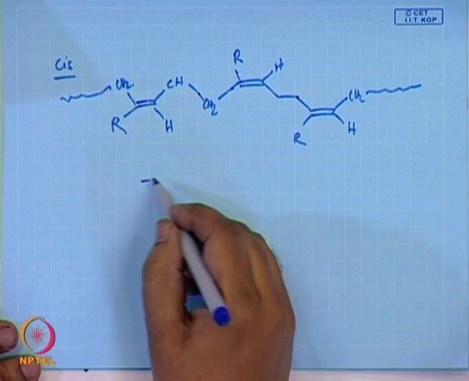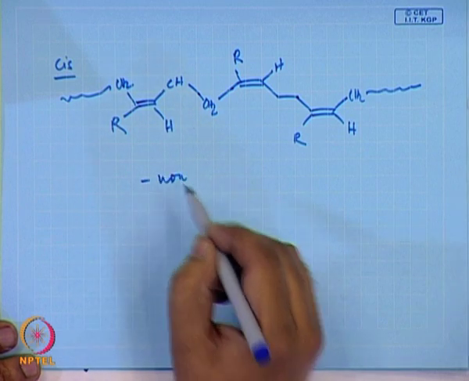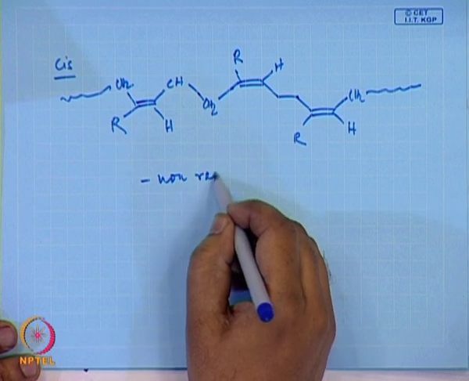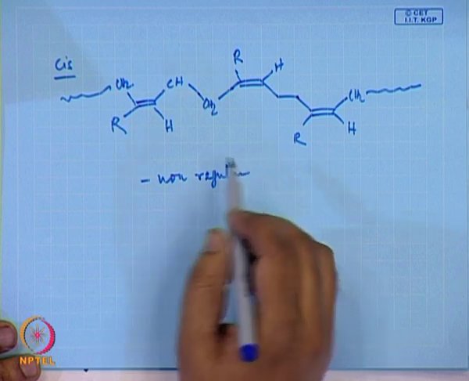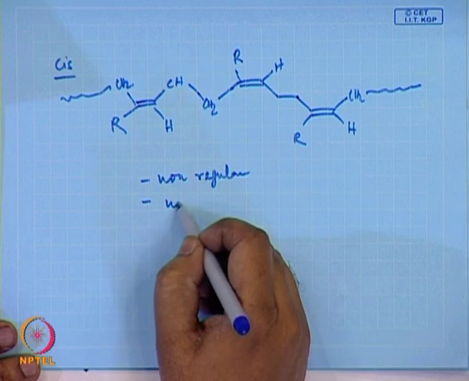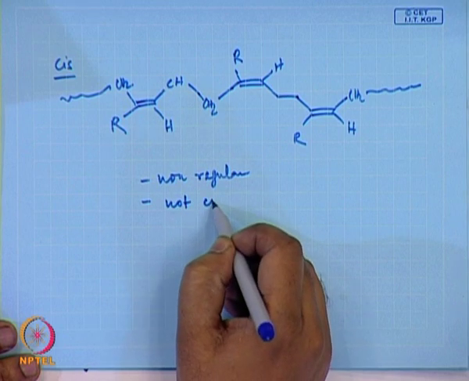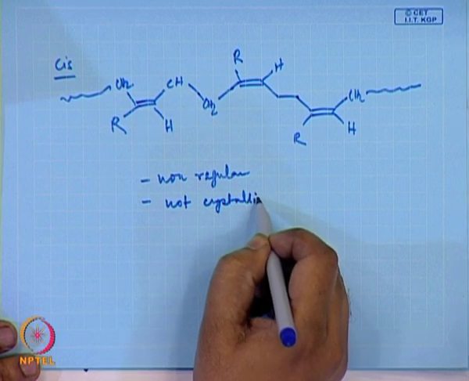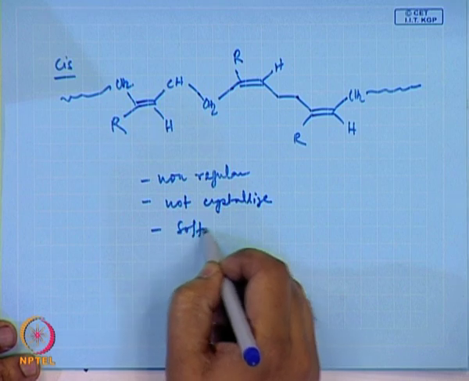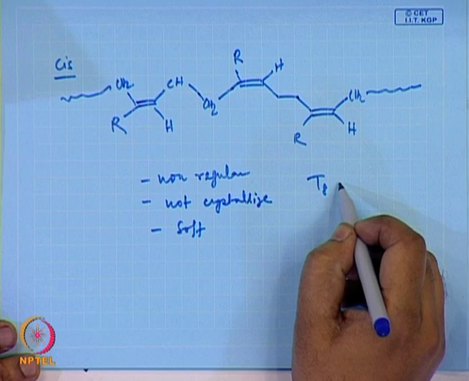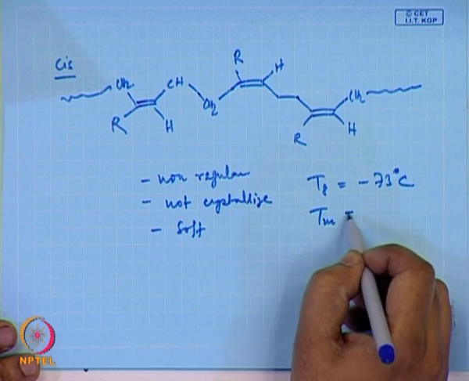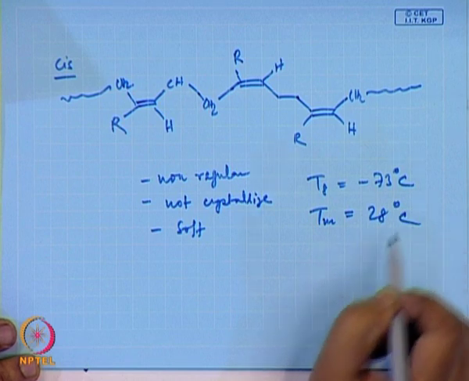and as a result this is a soft polymer. So, it has a non-regular structure, so it does not crystallize. Hence, it is a soft material. Now, Tg for this is minus 73 C and Tm is 28 degrees centigrade.